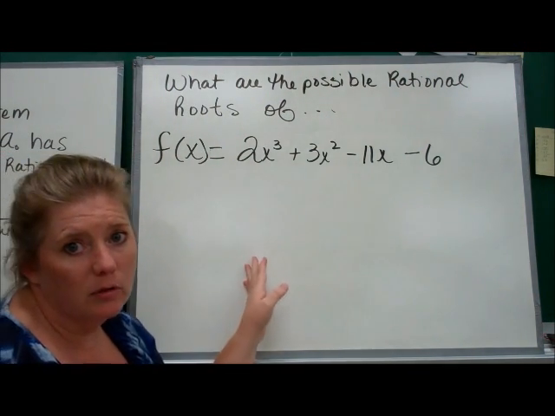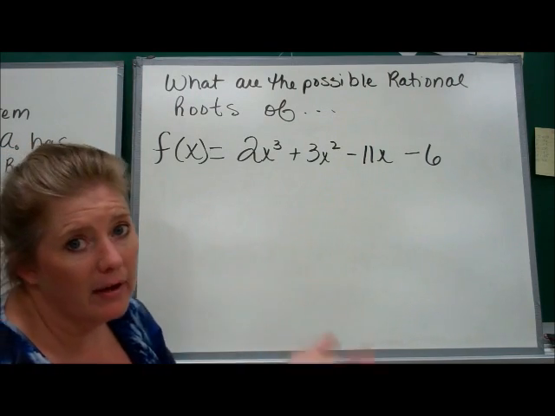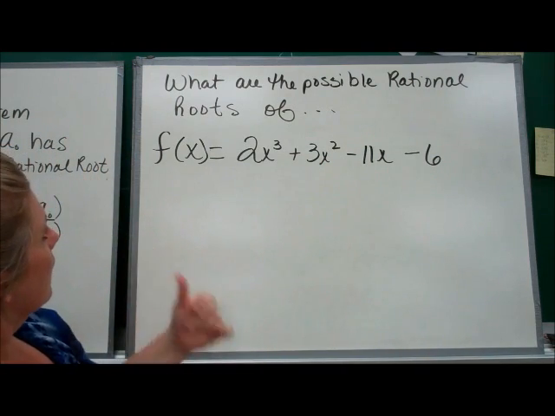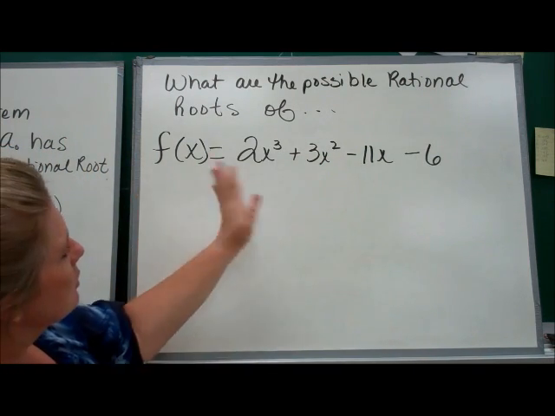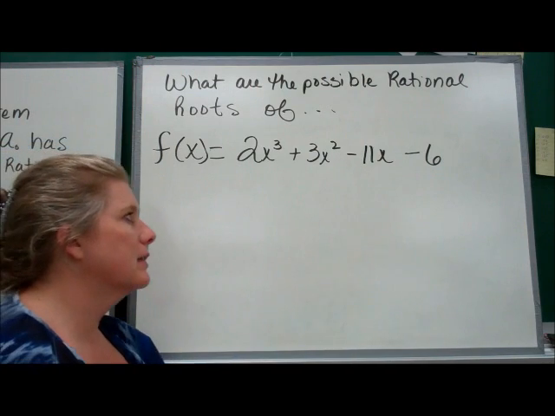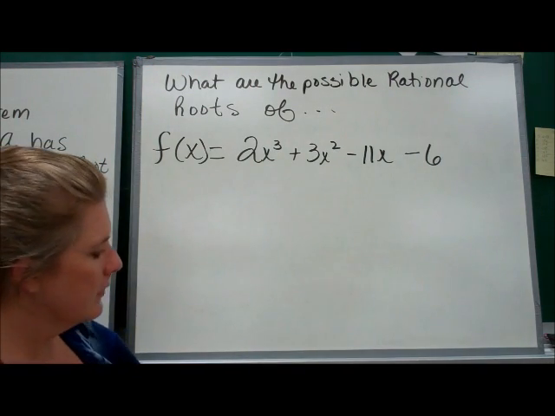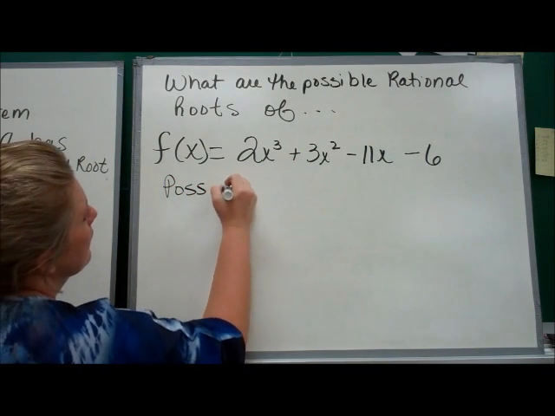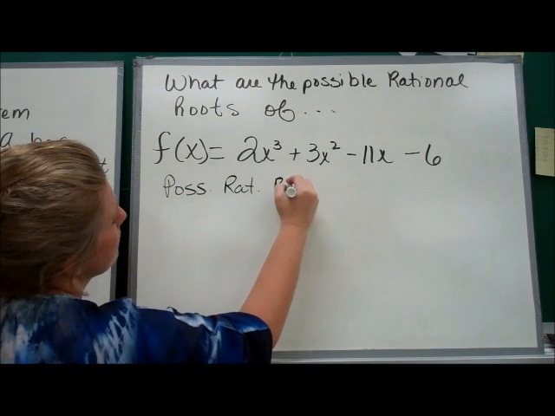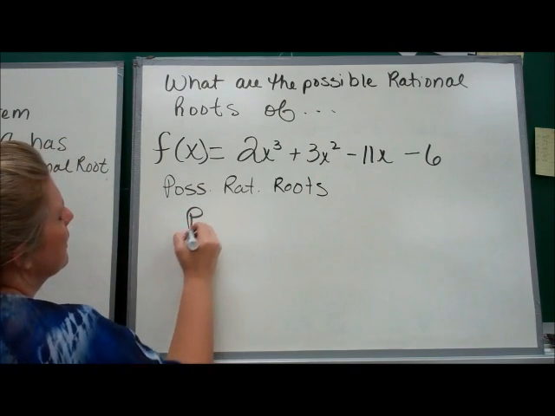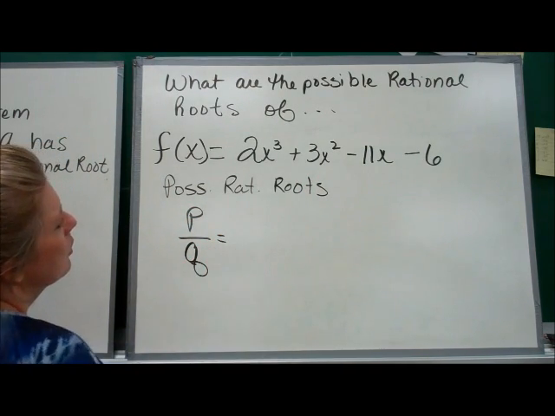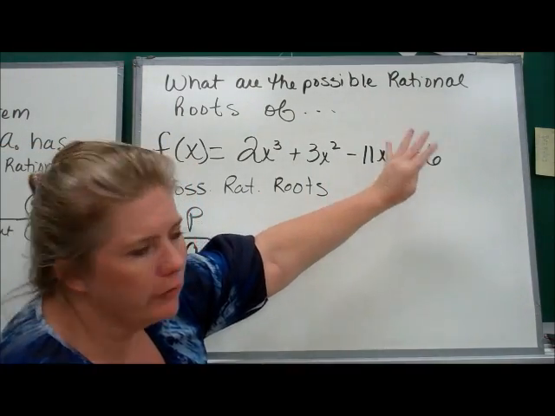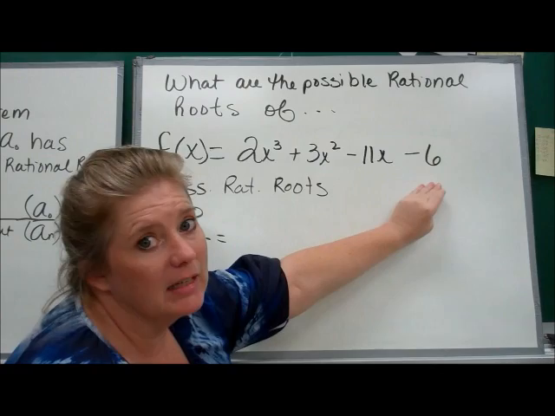Okay, what are the possible rational roots? So we're just going to list the possible rational roots using the rational root theorem. Okay, so f of x equals 2x cubed plus 3x squared minus 11x minus 6. So your possible rational roots are going to look like p over q, where p are the factors of the constant term. You know, forget the negative. Just look at the 6.